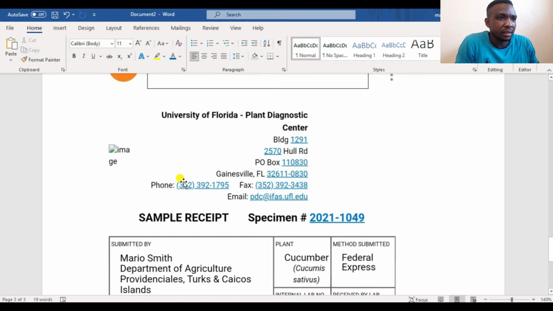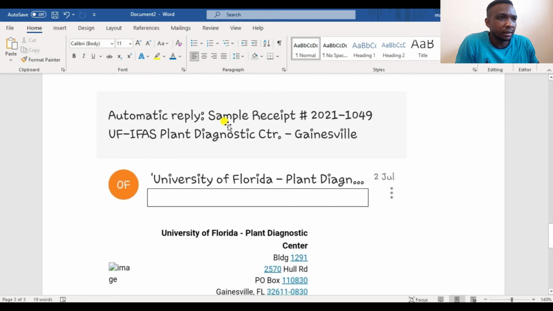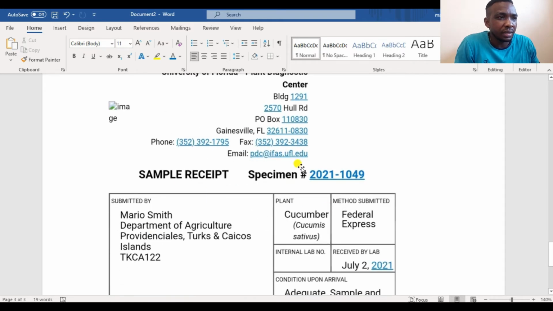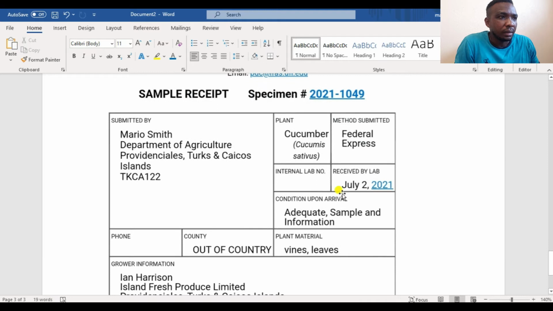So this is the sample receipt. As you can see, University of Florida sample receipt specimen. As you can see right here, it says received by lab July 2nd, 2021. This is my information here. The submitter, I submitted it. The plant cucumber by FedEx, I sent it by FedEx.